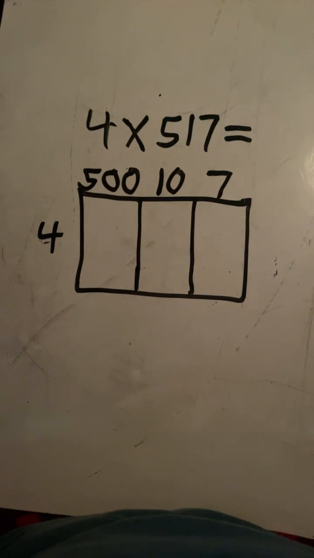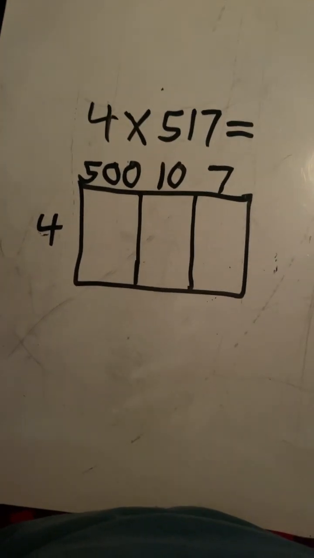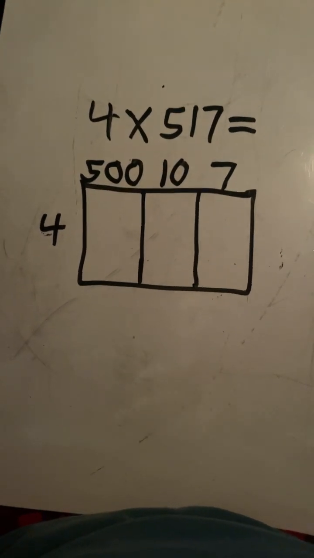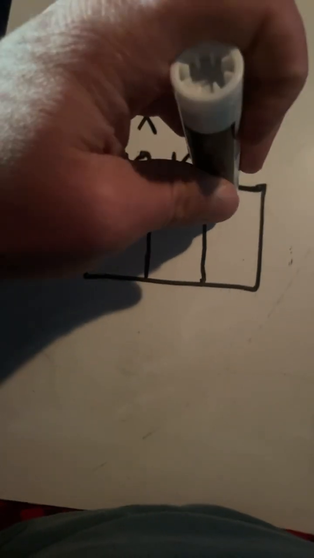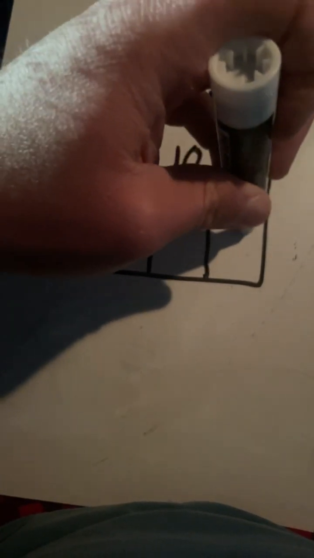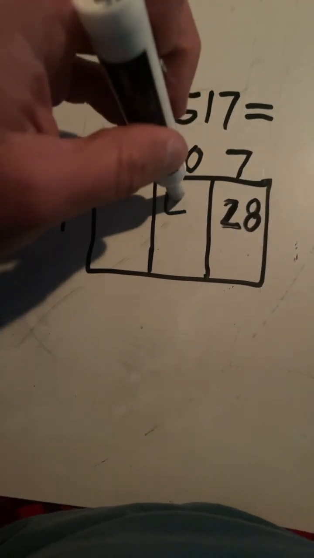So it doesn't really matter which single digit multiplication problem you start with or which square you start with, as long as you solve all three of them. But we'll start out with 4 times 7. I like to start with the easiest one. 4 times 7 equals 28. 4 times 10 equals 40.